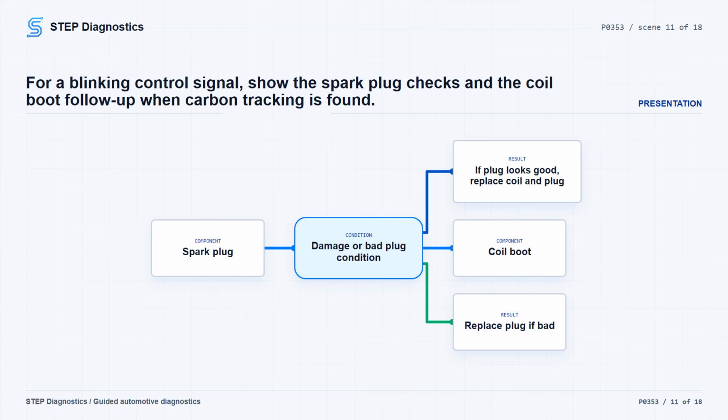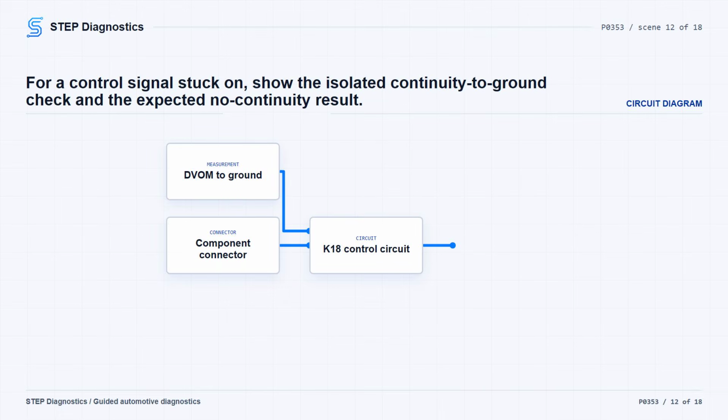If none of those spark plug conditions are present, replace the ignition coil and spark plug. Then verify the repair and confirm the code stays gone. If the test light was on constantly, isolate the coil 3 K18 control circuit and check for a short to ground. The ignition must be off when checking continuity to ground.